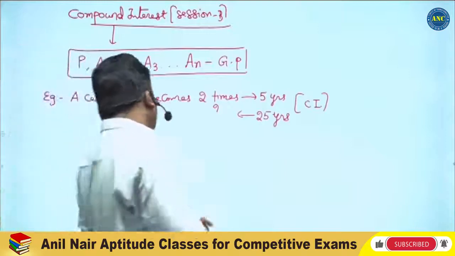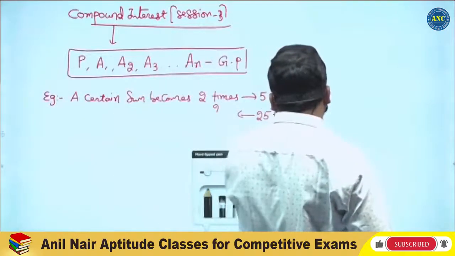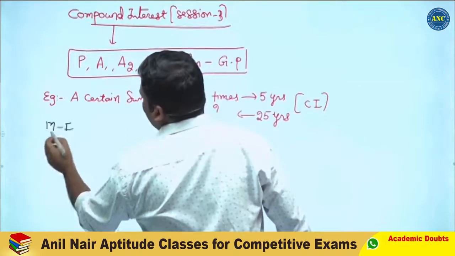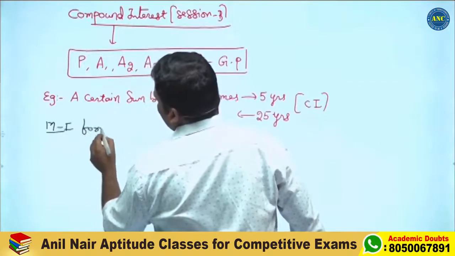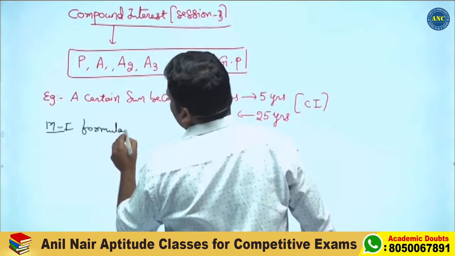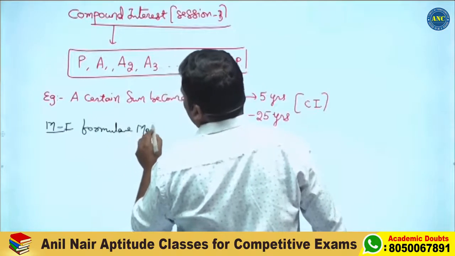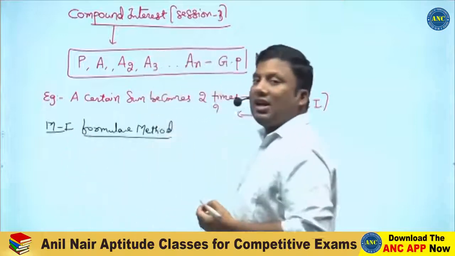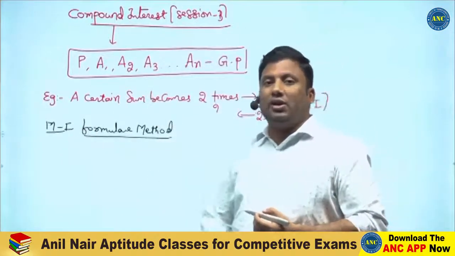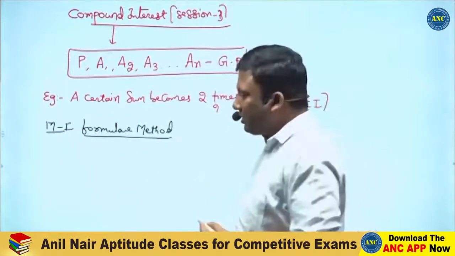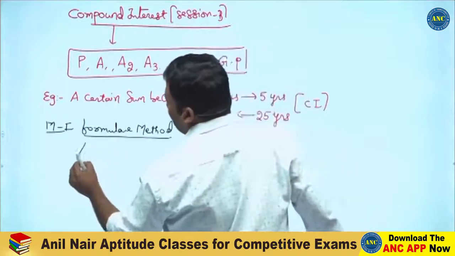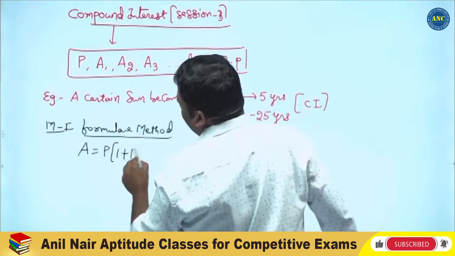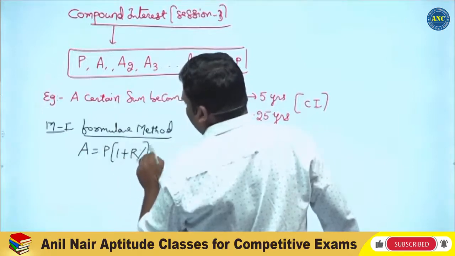This is a question. Now, we will solve it in 2 methods. Method 1 is the formulae method. In the previous class, we saw amount equivalent to principal into 1 plus R percentage power n. Let us use it. Amount equivalent to P into 1 plus R percentage power n.